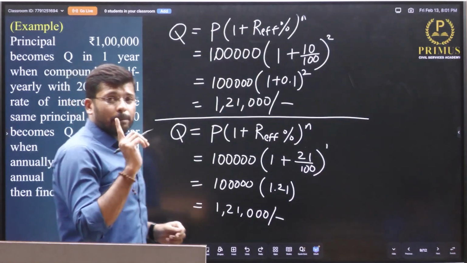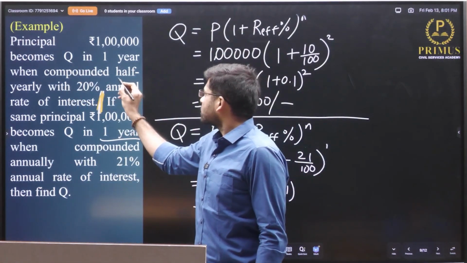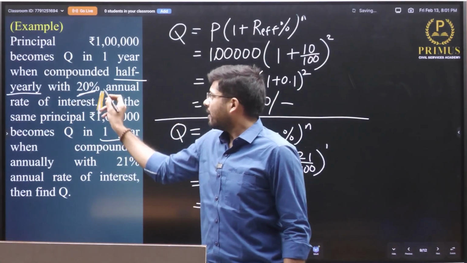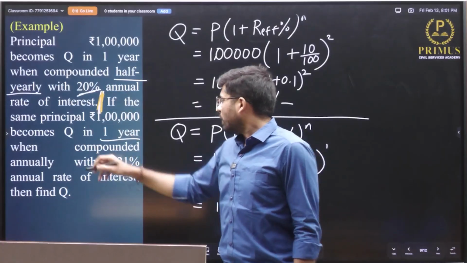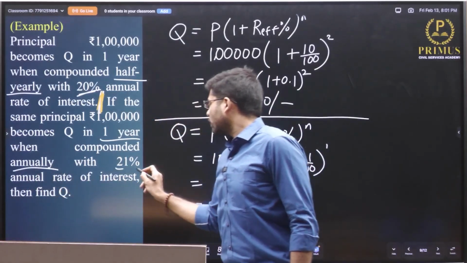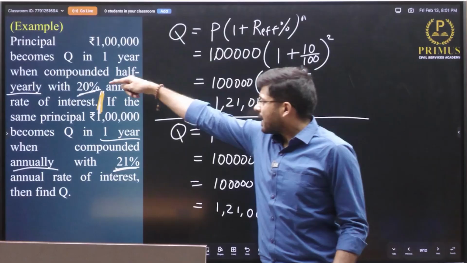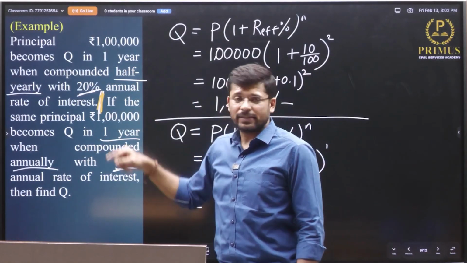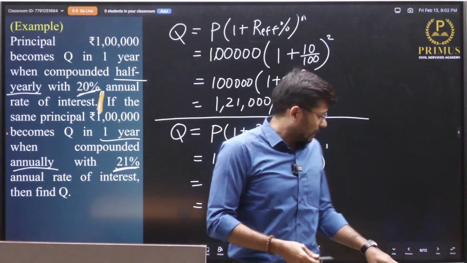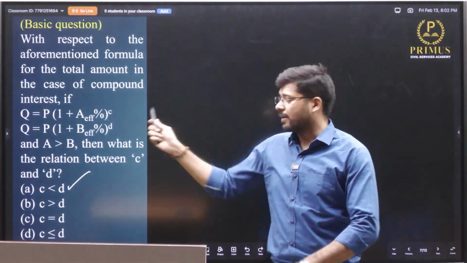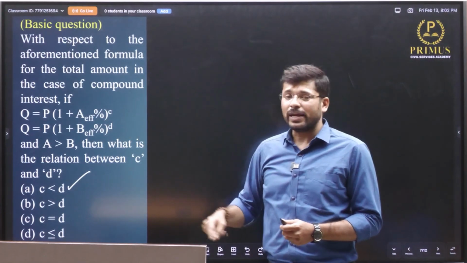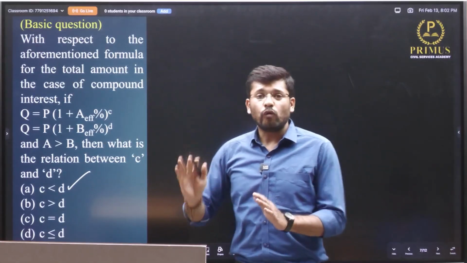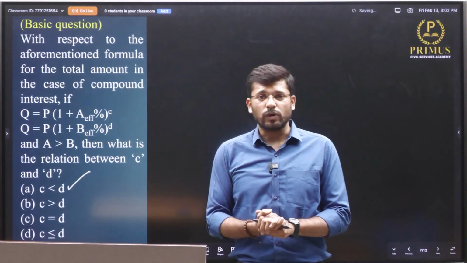How is it possible? Because here compounding was happening half yearly and the rate of interest was 20%. But here compounding was happening annually and the rate of interest was 21%. So even though the rate of interest increased, the compounding frequency decreased. So they counterbalanced each other, as I have shown here. So even though A is greater than B, if C is less than D, then they will counterbalance each other. So now we are well equipped to answer that PYQ that we saw in the first page.